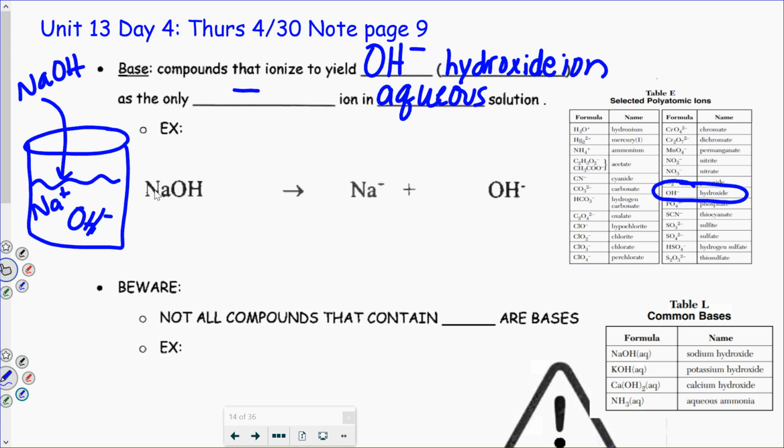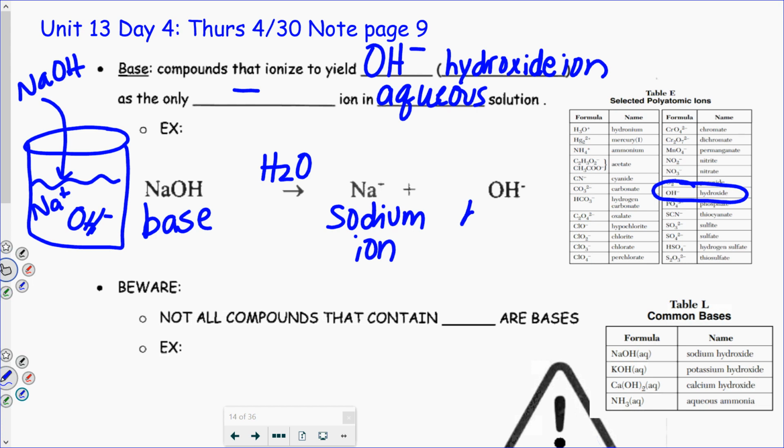And this is kind of the written out form. You've got a base, you put it into water, it produces, in this example, a sodium ion, and then it produces the hydroxide ion. And it's the fact that there's a hydroxide ion as the only negative ion in solution that makes it a base.